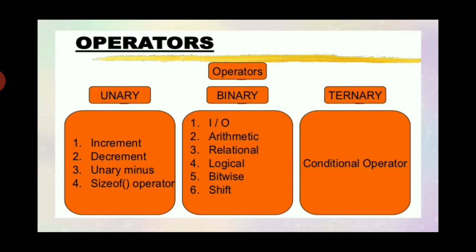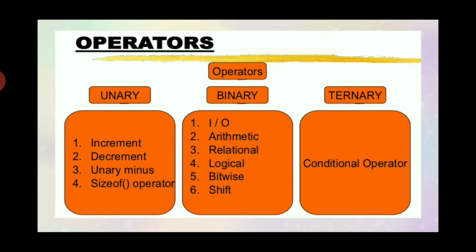In C++ there are three types, you can see here: unary, binary and ternary. As the name suggests, unary means it will operate with only one operand, binary means two, and ternary means three. Operand means variables.